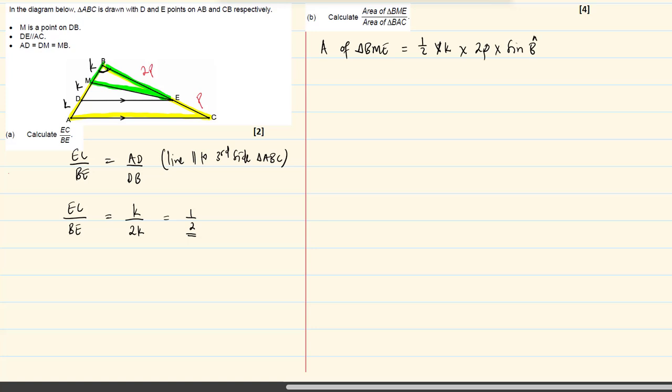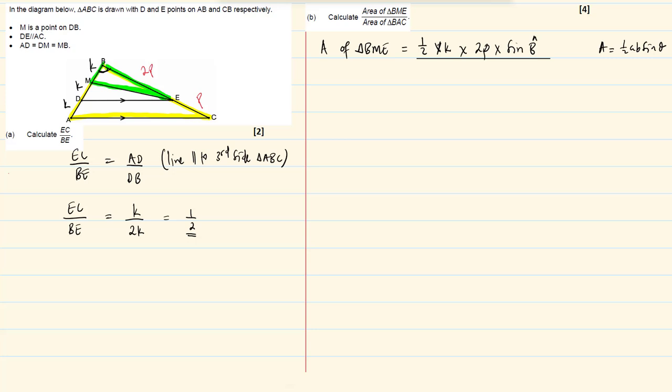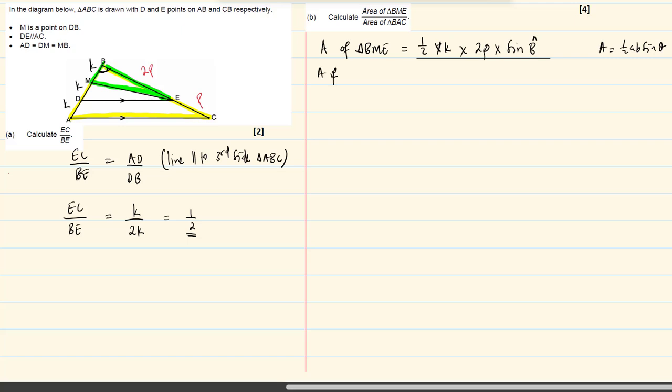Making use of the area rule for the triangle. If you're unsure of this, just need to brush up on it, where we say that the area of a triangle is going to be a half AB sine of theta, where A and B are the sides that make up the angle theta. So in this case, the angle theta is equal to B units. All right, and that we're going to divide by the area of triangle BAC.